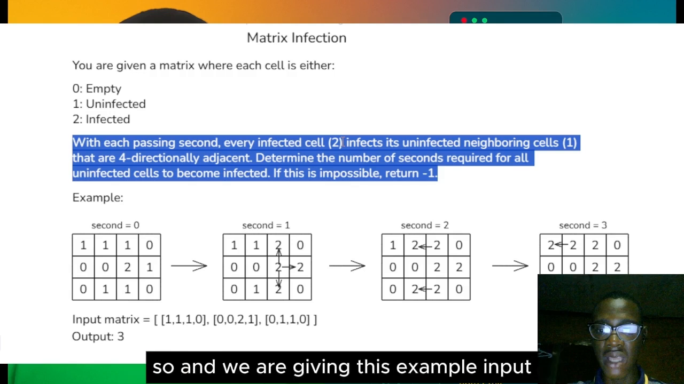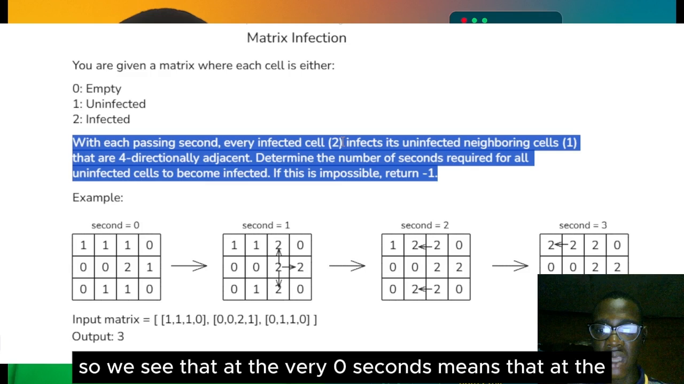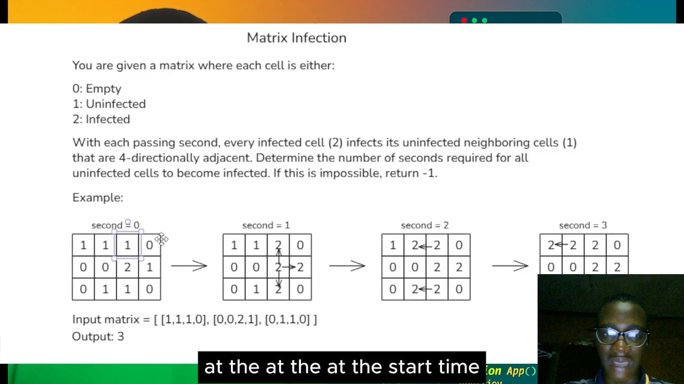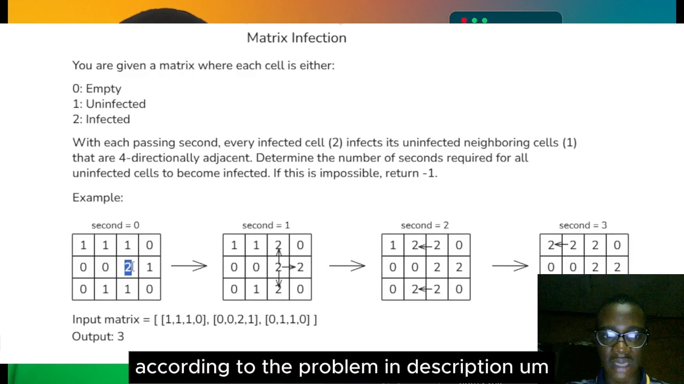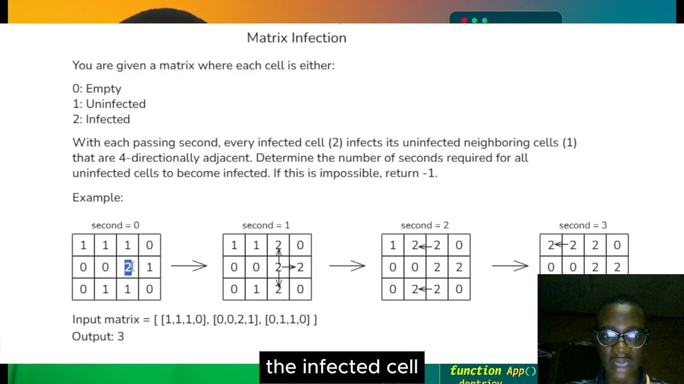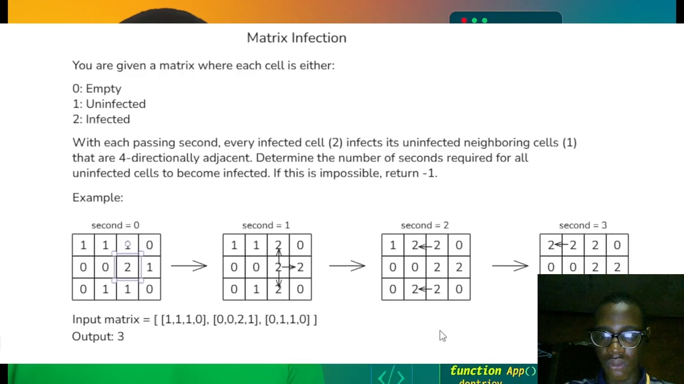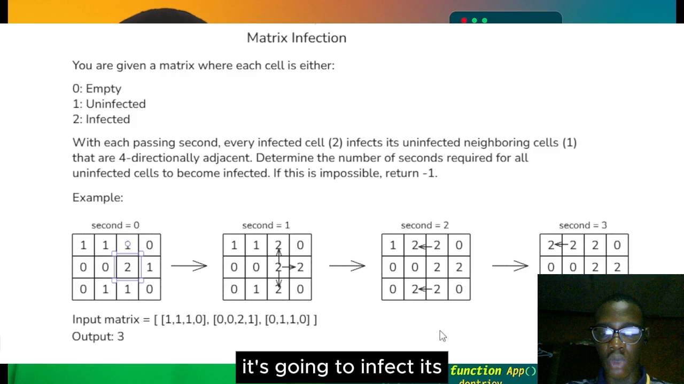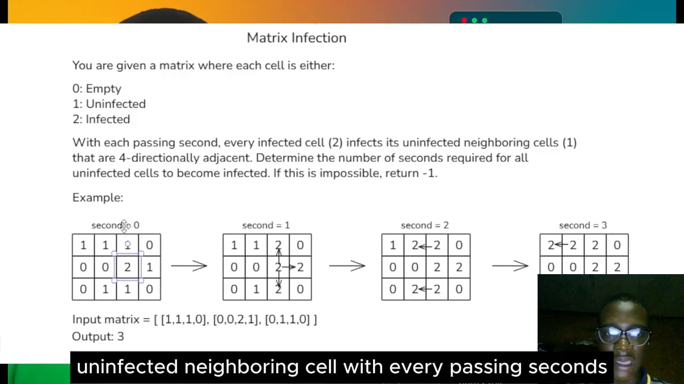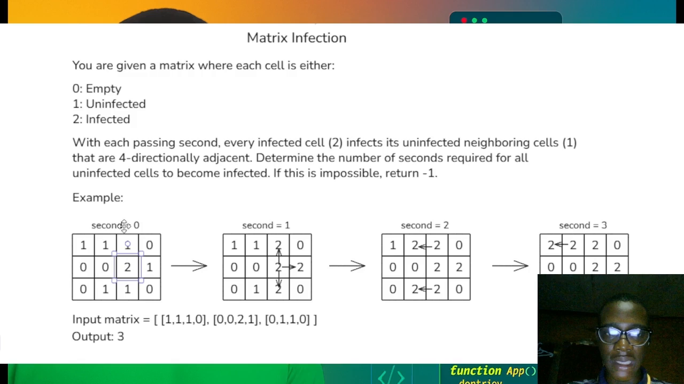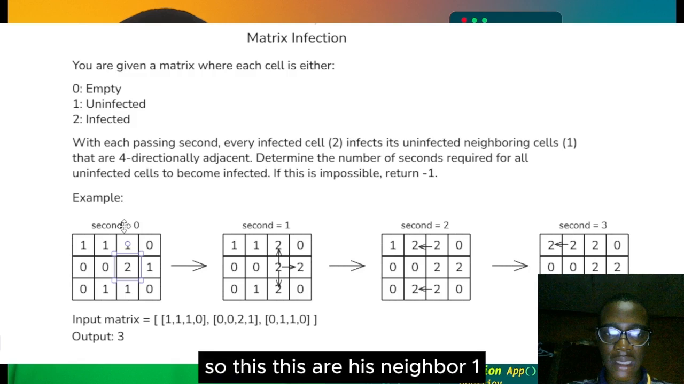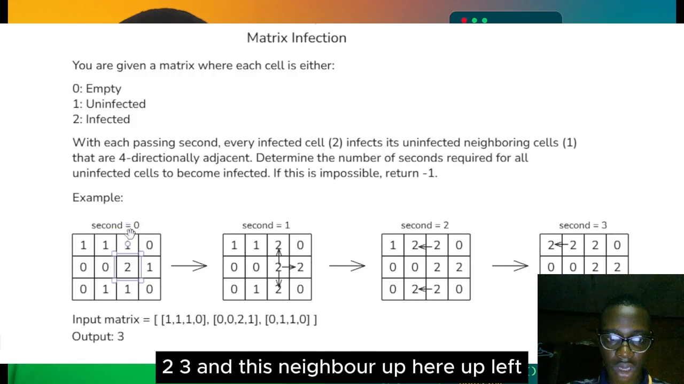So, we are given this example input. At second 0, which means at the start time, we have only 1 infected cell, right? Now, according to the problem description, the infected cell is going to infect its uninfected neighboring cell with every passing second. So at this particular second 0, this infected cell is going to infect its uninfected neighbors, right? So this is neighbor 1, 2, 3. This neighbor up here, up, left, right, and down.